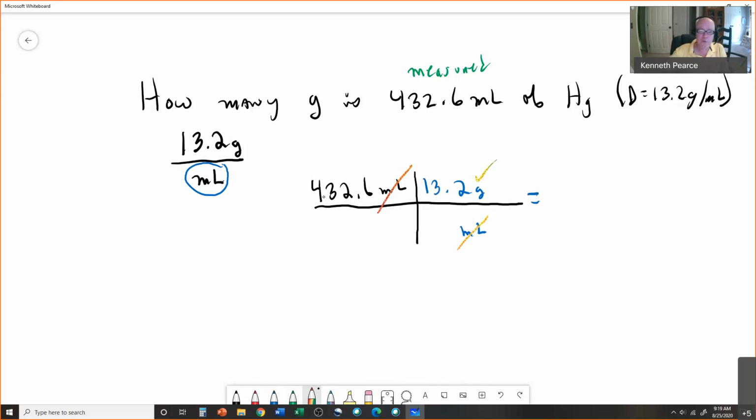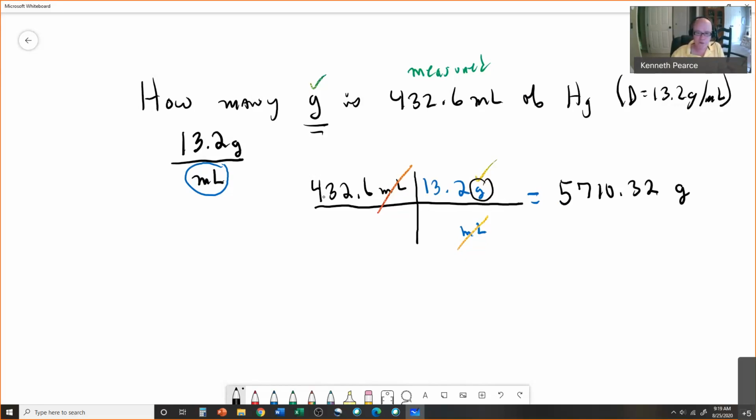What am I looking for? I'm looking for grams. And so now I can just go ahead and put this in my calculator, and I'm good. So I say 432.6 times 13.2. It'll help if I turn it on. Let's see, 432.6 times 13.2. And I get a calculator answer, which we'll have to use sig figs on and round, of 5710.32. And that's grams because that's the last unit left. And besides, that's what I'm looking for, is grams.